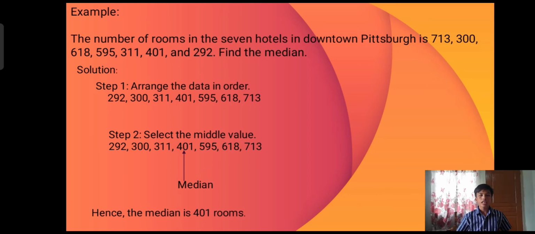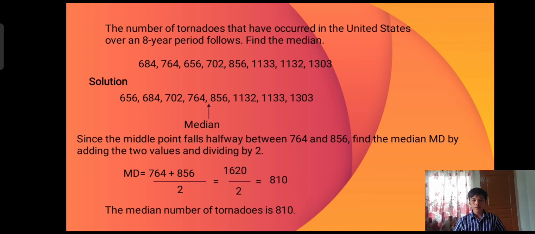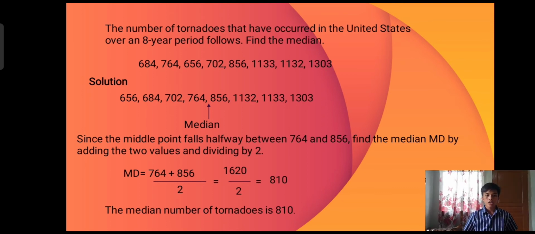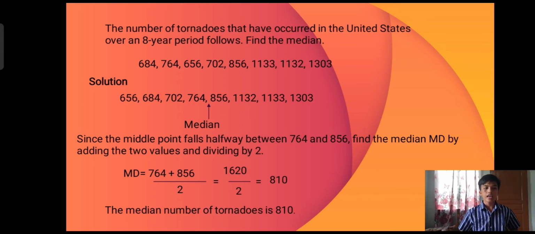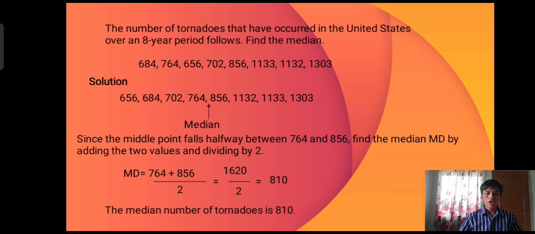Another example: the number of tornadoes that have occurred in the United States over an 8-year period follows. Find the median. First step is to arrange the numbers from lowest to greatest. So we arrange the data: 656, next is 684, and the last is 1,303. The middle falls between 764 and 856.